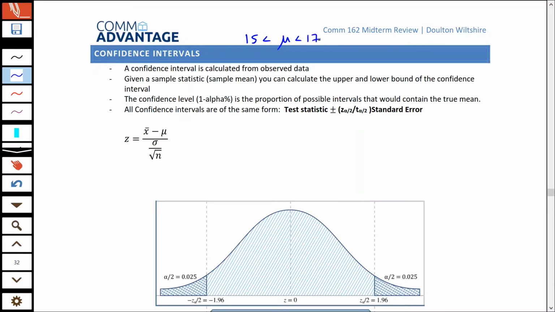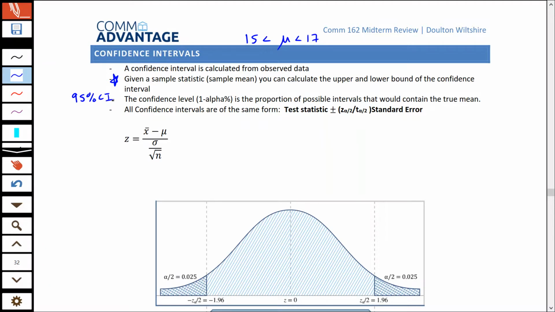It's not going to calculate the actual mean, but we're going to go out and get some sample data. And from that sample data, we're going to be able to estimate this interval, okay? So we're going to be given a sample statistic. Pre-midterm, it's just the sample mean, and you can calculate the upper or lower bound of the confidence interval. So the confidence level, and often you'll see something like the 95% confidence interval.